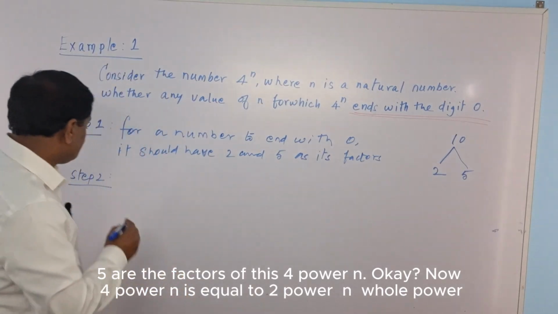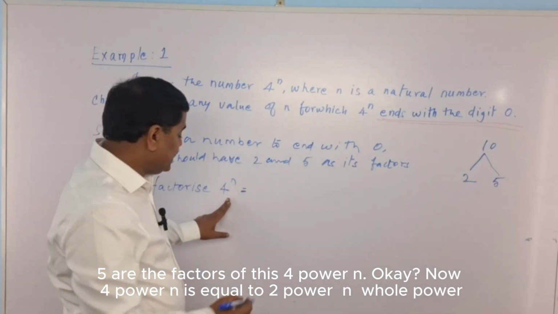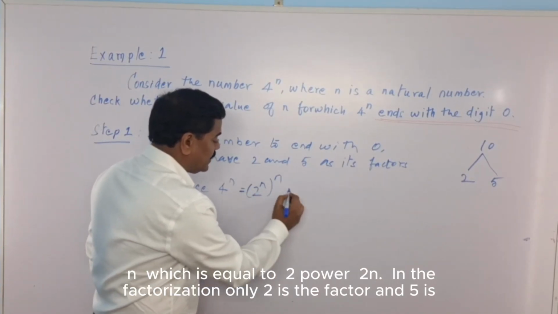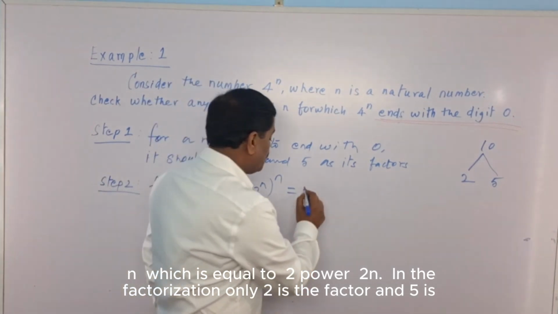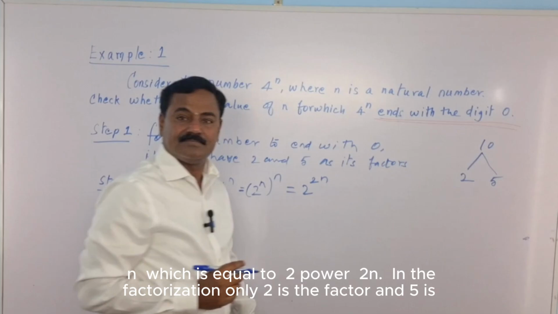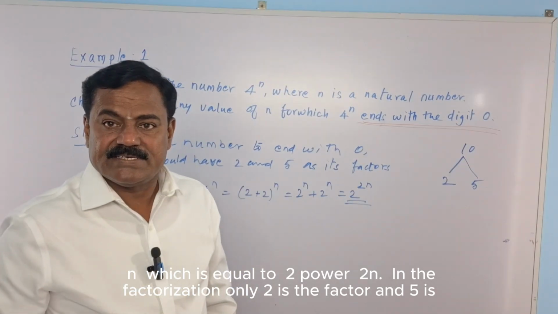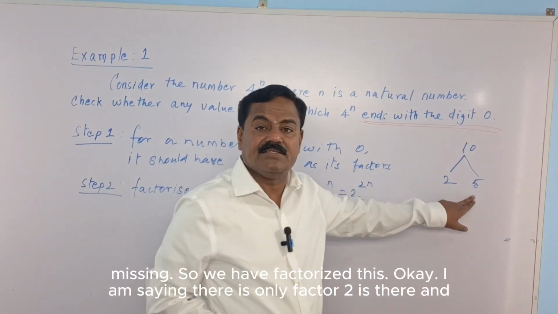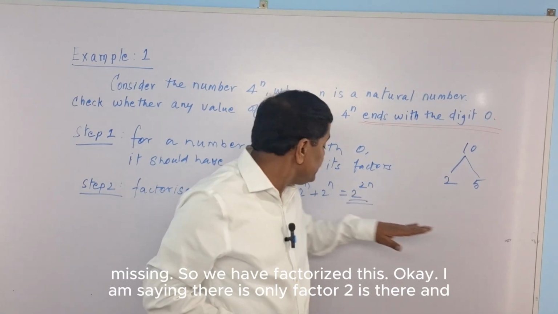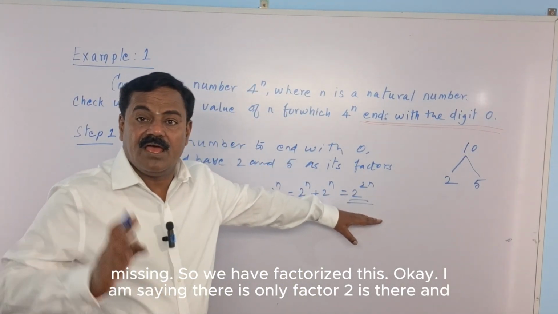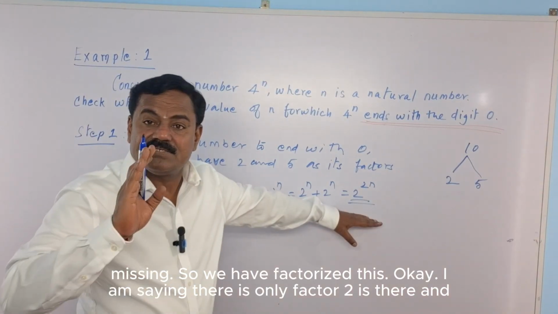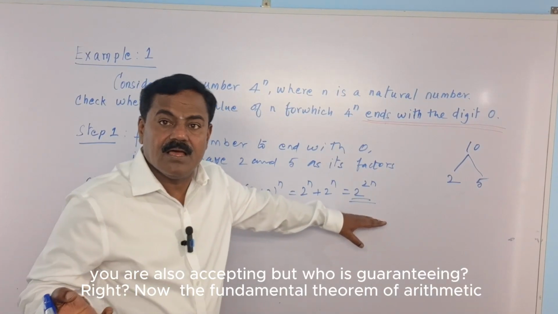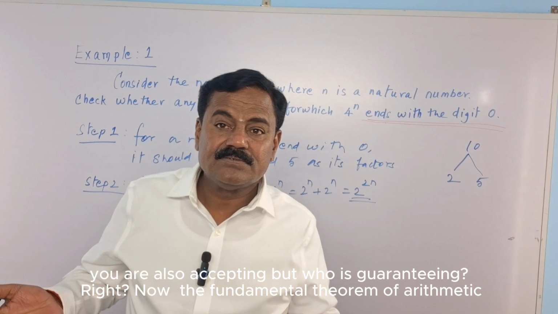Now 4 power n is equal to 2 power n whole power n, which is equal to 2 power 2n. In the factorization, only 2 is a factor and 5 is missing, correct? So we have factorized this. I am saying only factor 2 is there, and you are also accepting it, but who is guaranteeing that, right?